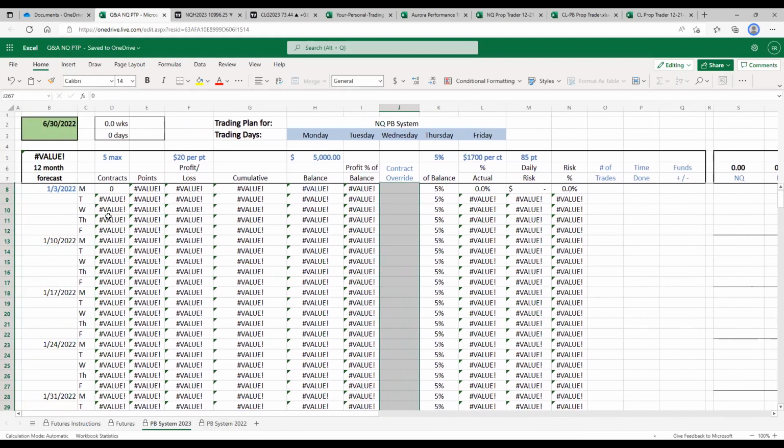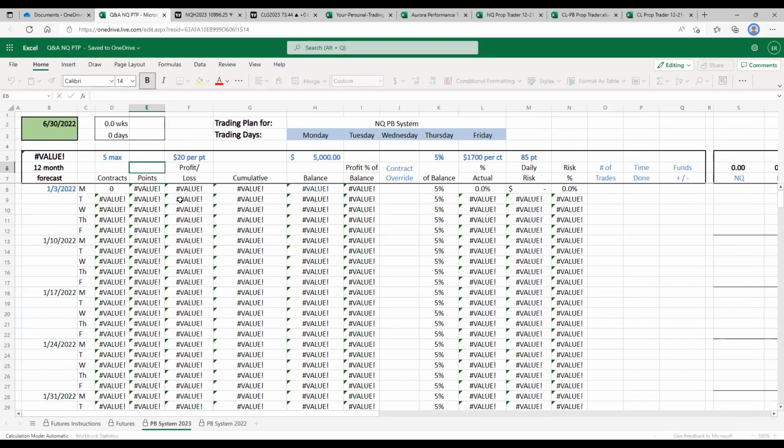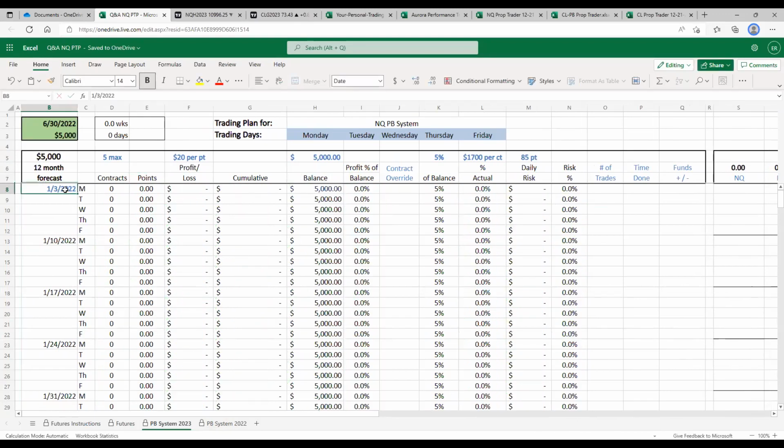So now what you'll want to do, I know it has all these values all over the place. We don't have dates in here, so we will fix that in just a second. The first Monday of the year was a market holiday, but it still was the first Monday of the year, which was January 2nd. So we'll go and change the first day to January 2nd. It needs to be a Monday for the rest of the weeks to line up. If you would like to start your personal trading plan on a different day, you can. Just make sure it's a Monday.